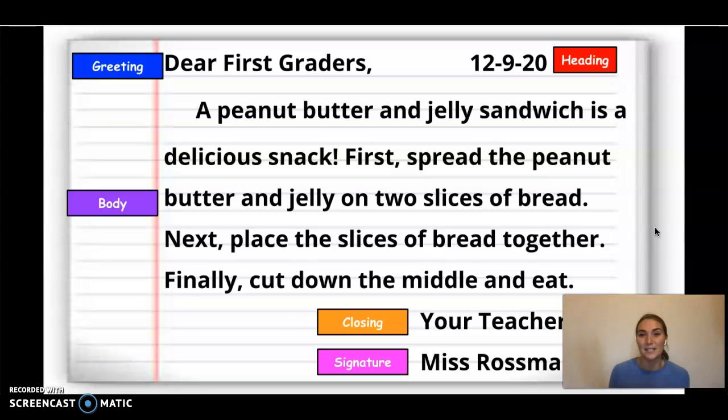So I have written you an instructional letter to tell you how to make a peanut butter and jelly sandwich. Do you spy the order words in this letter? I see the word first, I see the word next, and I see the word finally. This tells you which order to do the commands or the instructions.